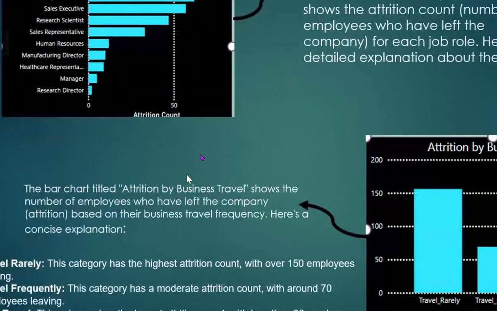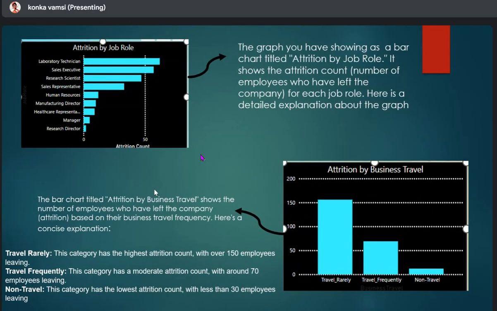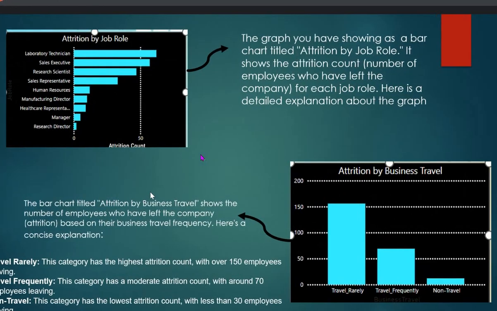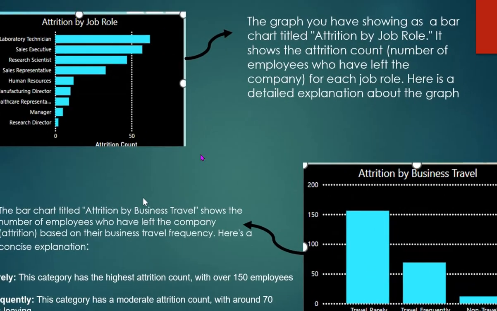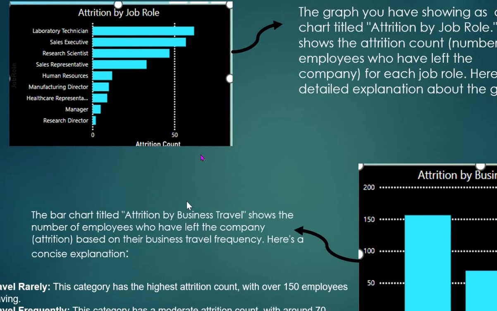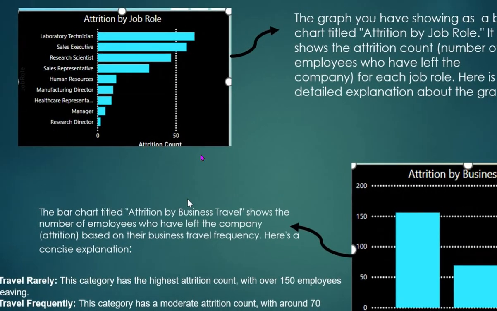And coming to my dashboard, here is attrition by job role. This bar graph shows the attrition count, the number of employees who have left the company for each job role. Using this bar chart, we can easily find out how many employees are most likely to leave the company. You can easily find this out using the dashboard. Then you can build this attrition by job role.